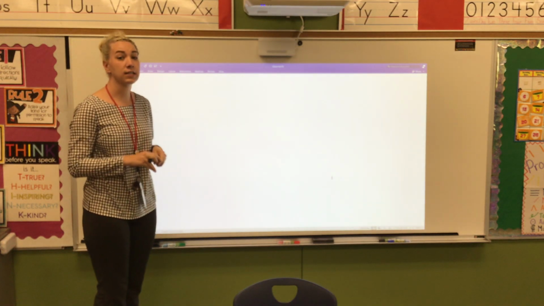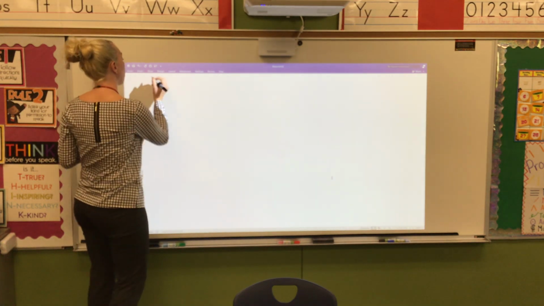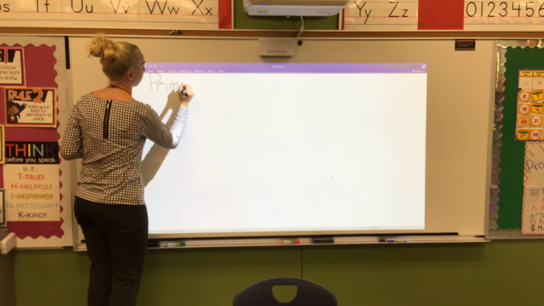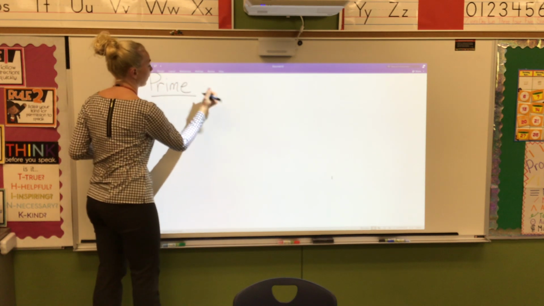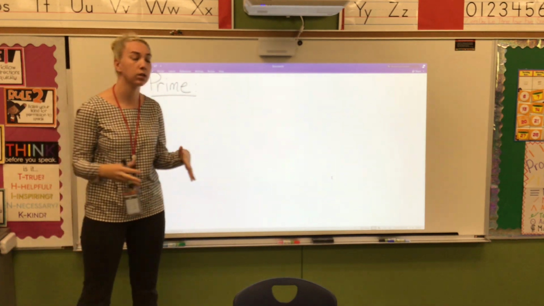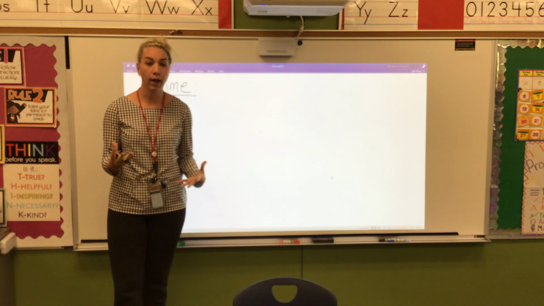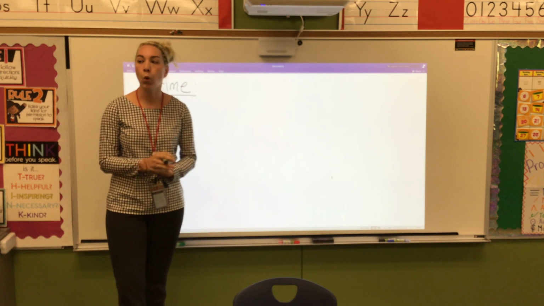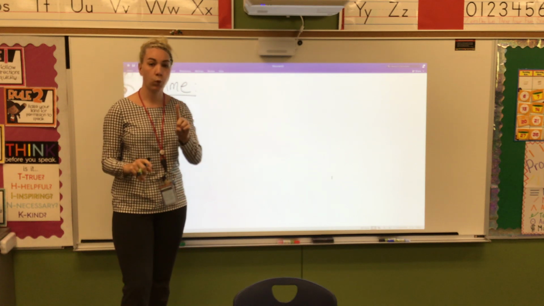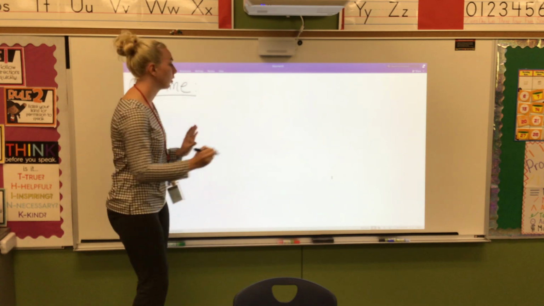Today we are going to be discussing prime numbers. You had a small introduction to prime numbers, but we're going to keep working on them today. So prime numbers. What does prime mean when we're talking about numbers? When we're talking about numbers, prime means that the only factors this number will have are 1 and the number itself.